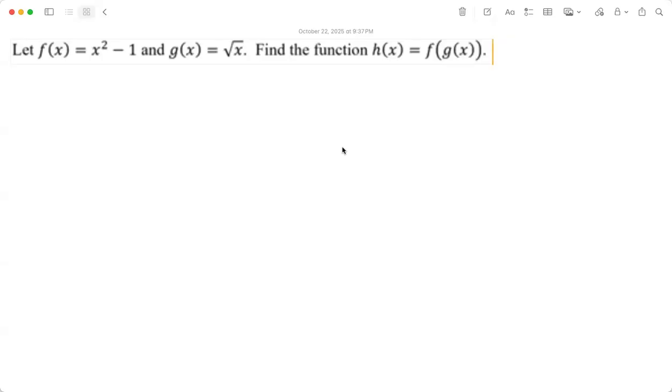Let's see. f of x equal to x square minus 1. g of x equal to square root of x. Find the function h of x, which is f of g of x.